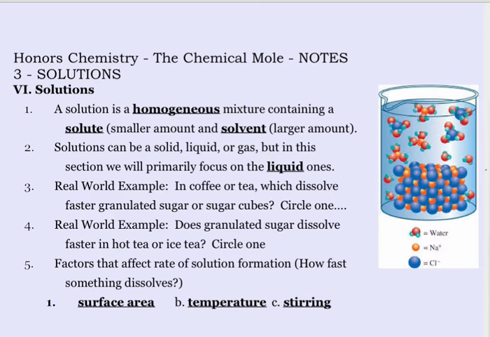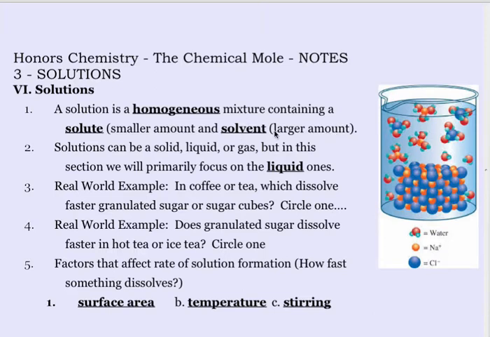This set of notes is covering solutions, how solutions form, and some special attributes that solutions have. Just as a review, you want to know that a solution is a homogeneous mixture, which means that it's completely mixed. You can't see the different phases or any different components in it. And you have your solute, which is the smaller amount, and your solvent, which is the larger amount.